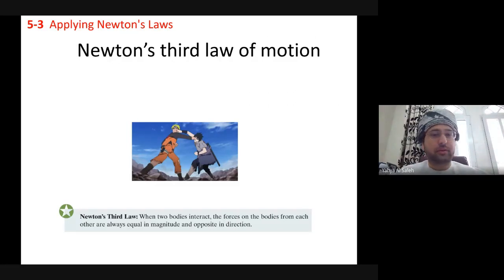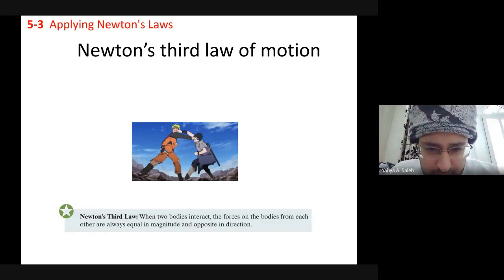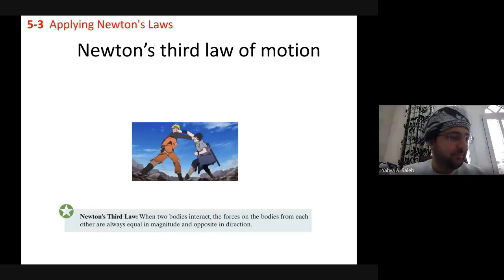Let's go to something different and then come back. Newton's third law of motion. I don't know if you have seen this. I grew up with Dragon Ball. I think this is Naruto or something. I don't know. I haven't seen this.